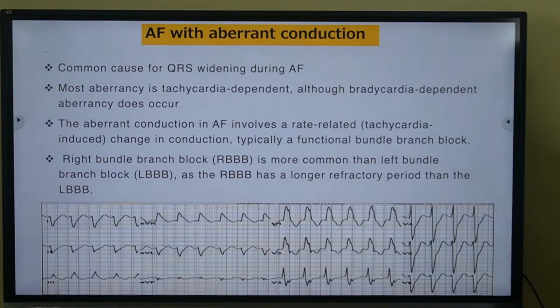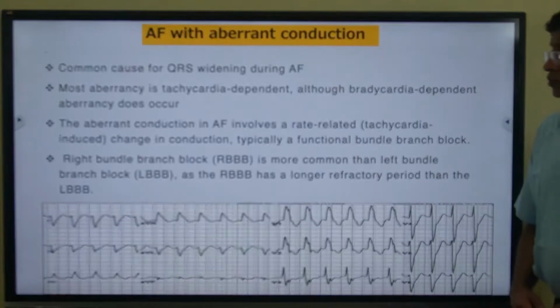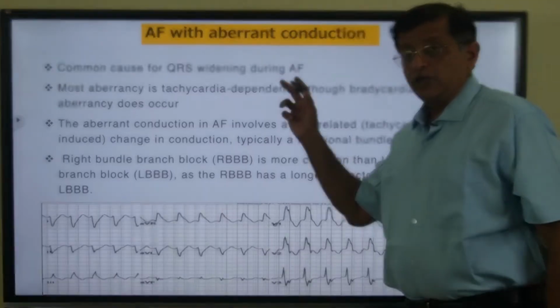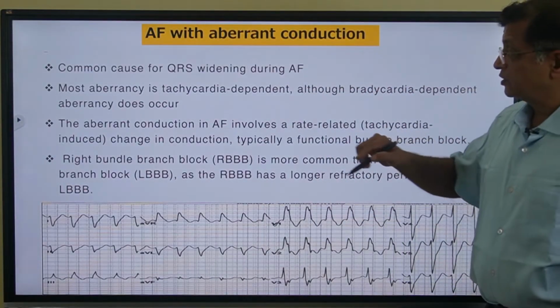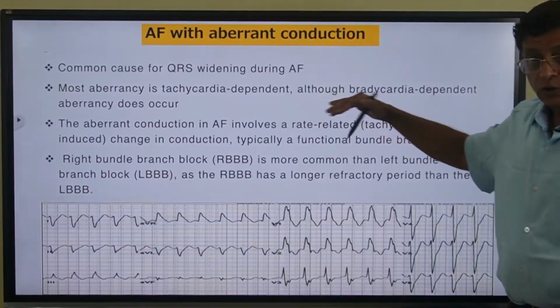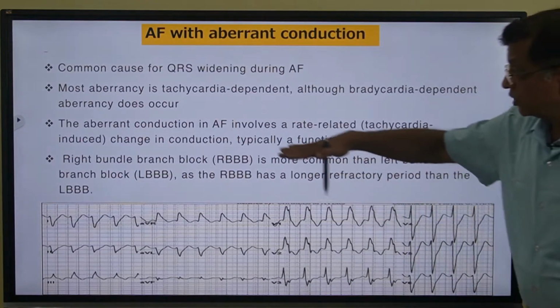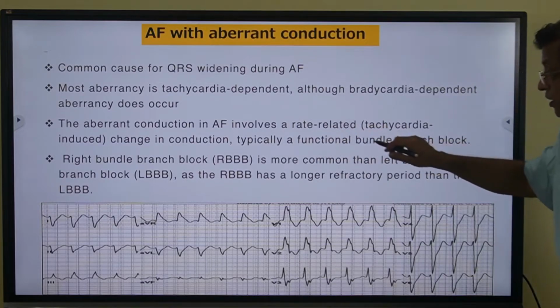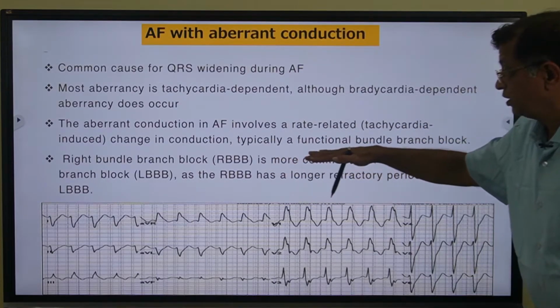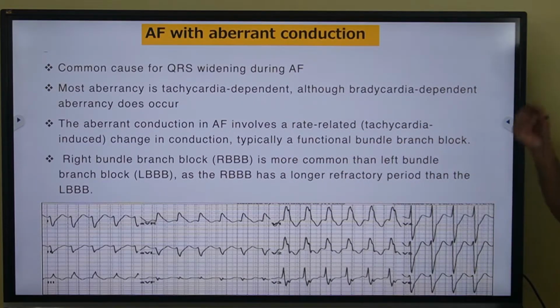Now, AF with aberrant conduction. This is a common cause of QRS widening during AF. Most aberrancy is tachycardia dependent, although sometimes it could be bradycardia dependent. The aberrant conduction in AF involves a rate related change in conduction, typically a functional bundle branch block. What is a functional bundle branch block?